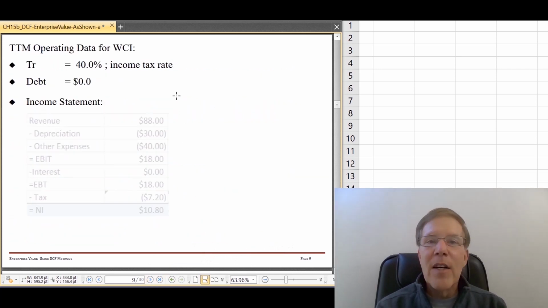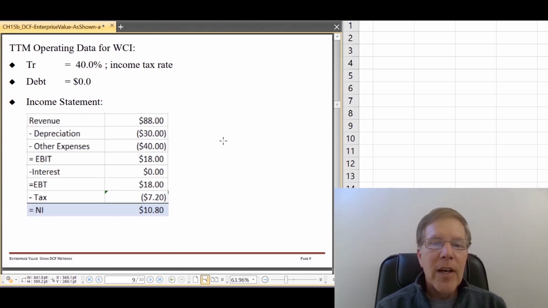And then we have the operating data. They have a 40% tax rate. They have no debt. And we have their income statement exactly like it was in the previous chapter. They have no interest because they have no debt, so no interest expense.